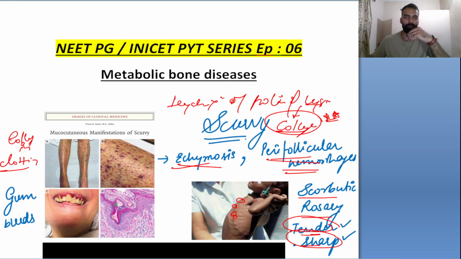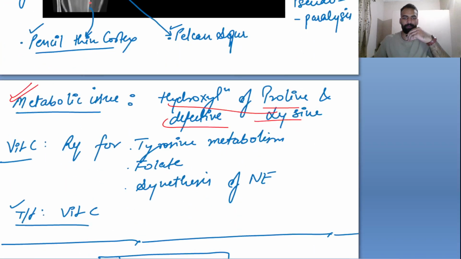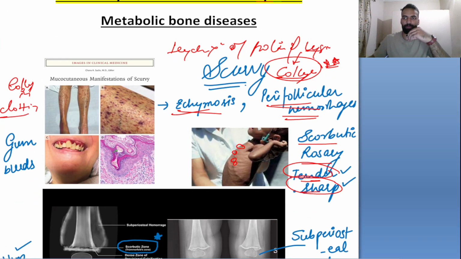Today I will be covering metabolic bone diseases. So let's get started. The first is scurvy. In scurvy, the metabolic issue is defective hydroxylation of proline and lysine residues, which are required in clotting factors also, and which are required for stopping the bleeding. So there is defective hydroxylation of proline and lysine.